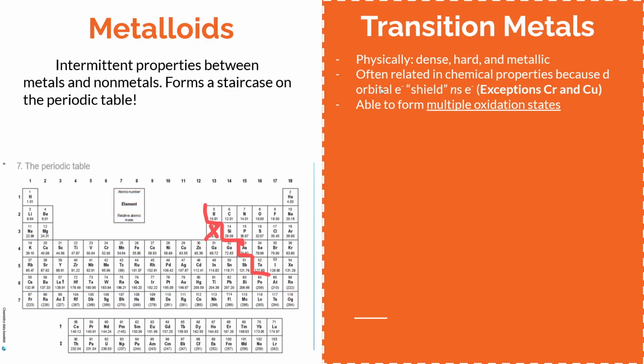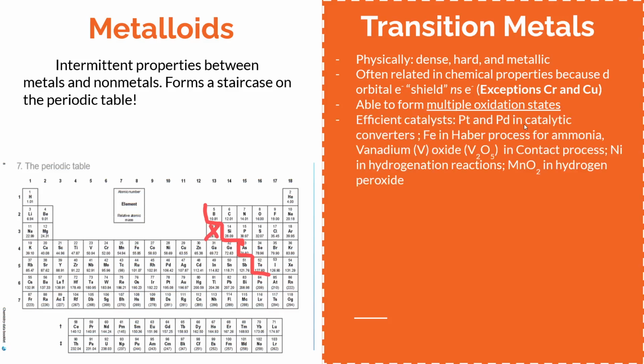Now they are able to form multiple oxidation states, as was previously discussed. And they are efficient catalysts. For example, you have platinum and palladium in catalytic converters, iron in the Haber process for ammonia, vanadium(V) oxide, V2O5, in the contact process, nickel in hydrogenation reactions, or manganese oxide in the decomposition of hydrogen peroxide.